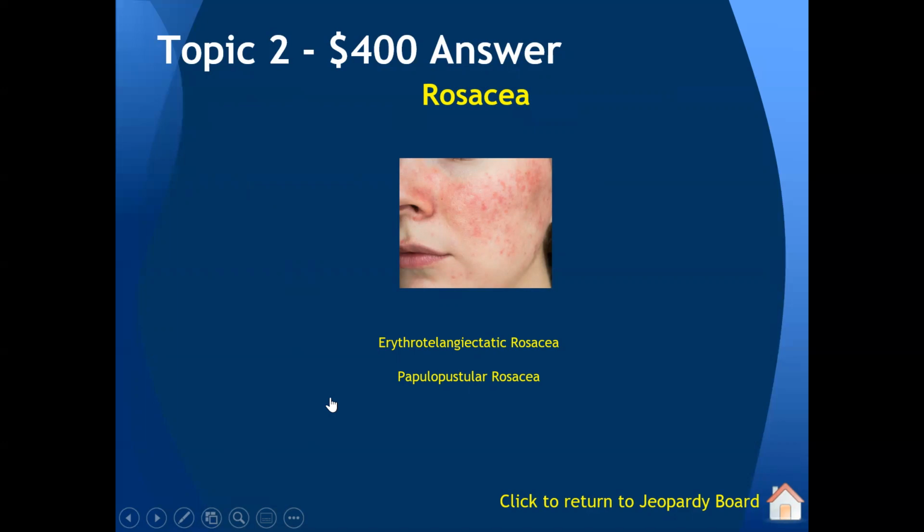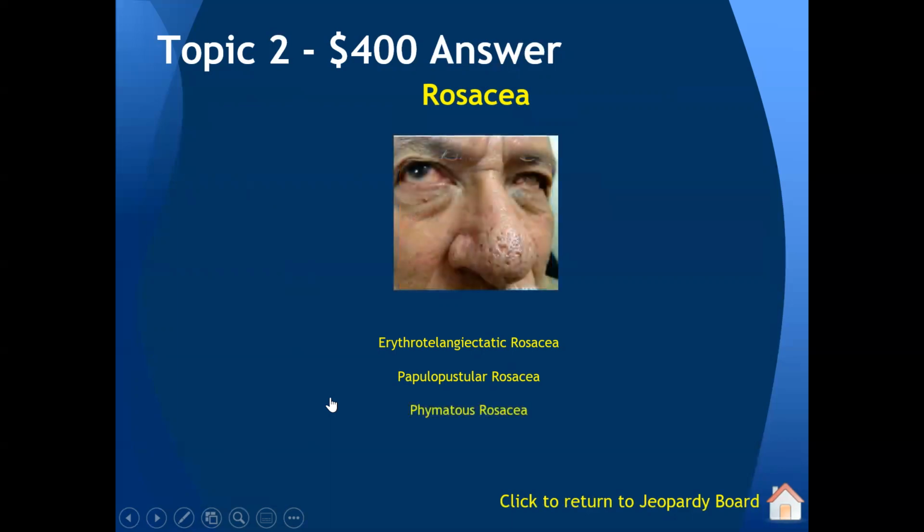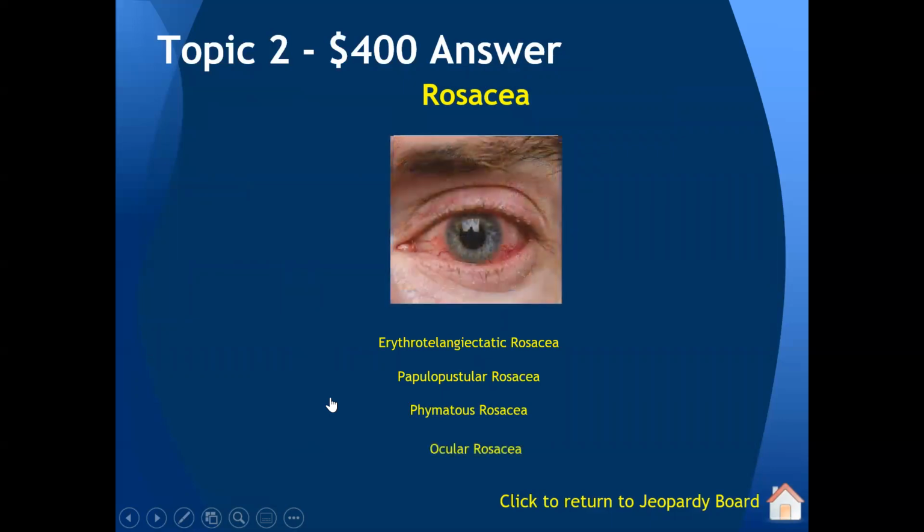The way you tell the difference between rosacea and acne is that rosacea will not have any comedones. They won't have any whiteheads or blackheads. That's how you tell the difference, but they look very similar. Then you can also have phymatous rosacea, which gives you that classic rhinophyma. Lastly, I won't go into it, but ocular rosacea is a cause of red eye. You might see a little bit of telangiectasias on the patient's eyelid, which might clue you in that it's ocular rosacea.